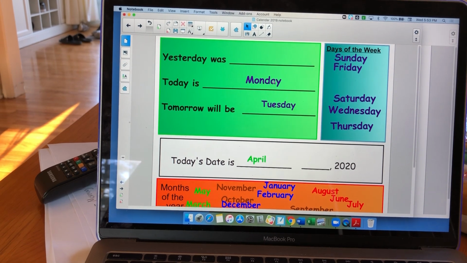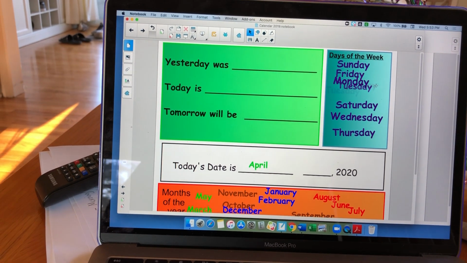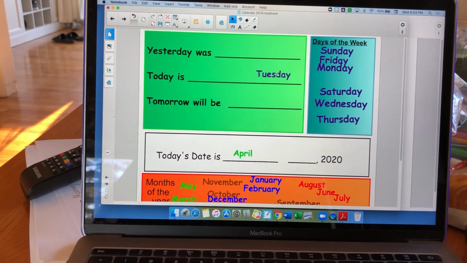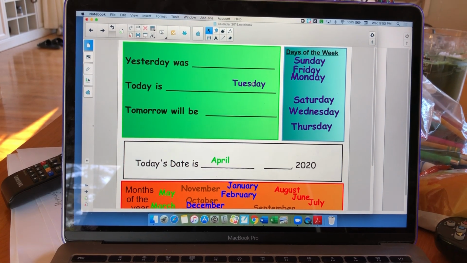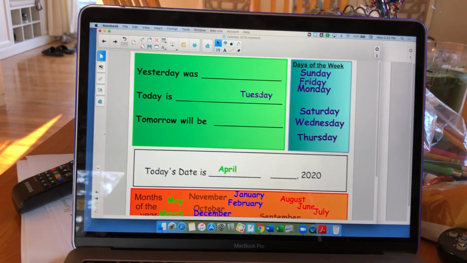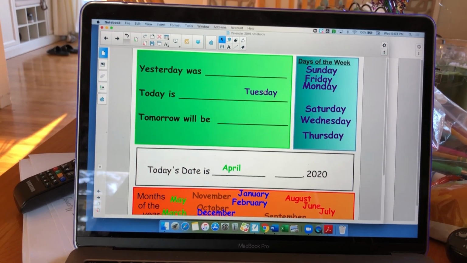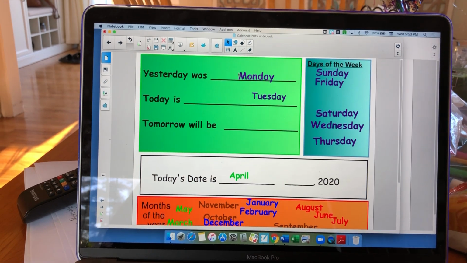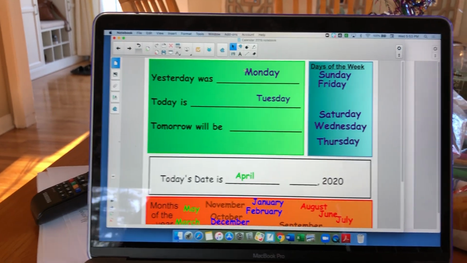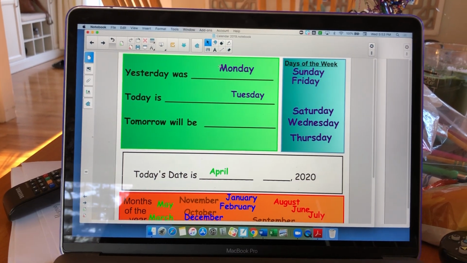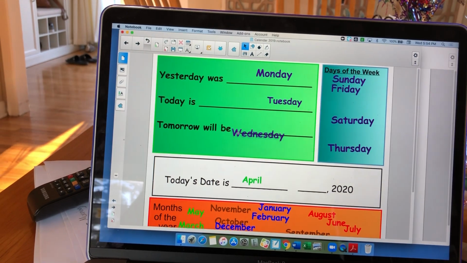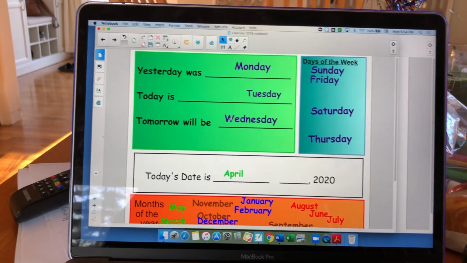All right, so today is April 7th, and it is Sunday, Monday, Tuesday. Can you say, today is Tuesday? And what was yesterday? Friday, Saturday, Sunday, Monday. Monday starts with M. Say, yesterday was Monday. And then what's tomorrow? Monday, Tuesday, Wednesday. Wednesday starts with W.